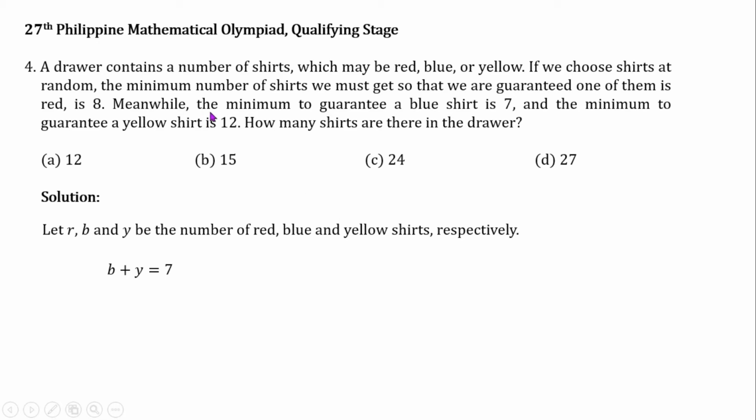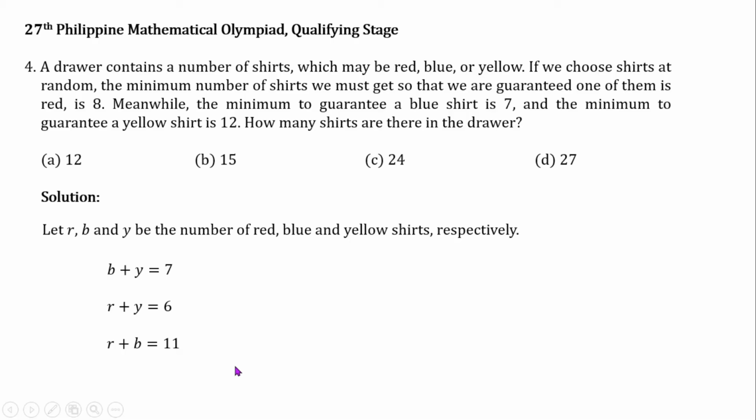Now, similarly, in the third statement, the minimum to guarantee a blue shirt is 7. This means that in the first 6 draws, all the red and yellow shirts were already taken out. So the total number of red and yellow shirts must be 6. And by applying the same argument, we can determine that the total of red and blue shirts must be 11. So we have these 3 equations.